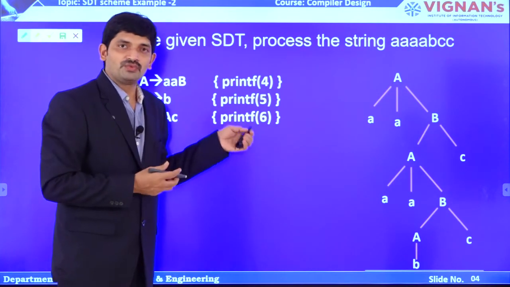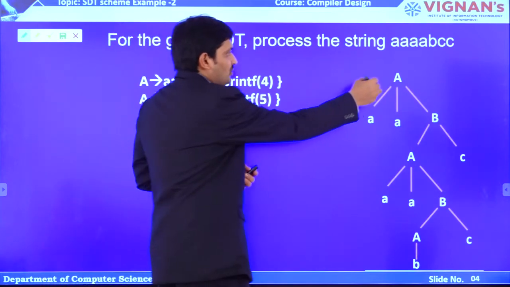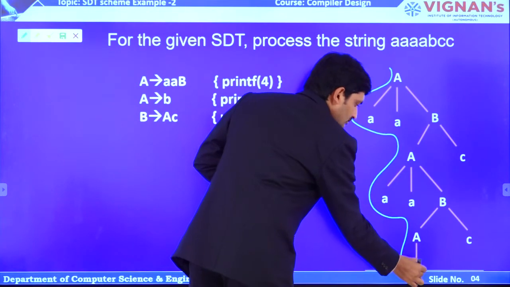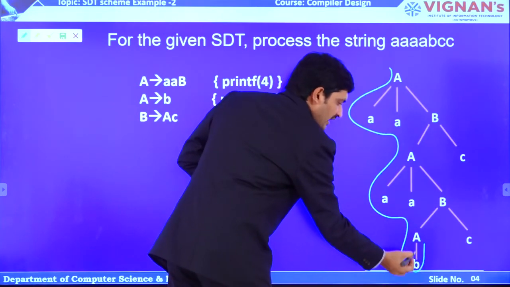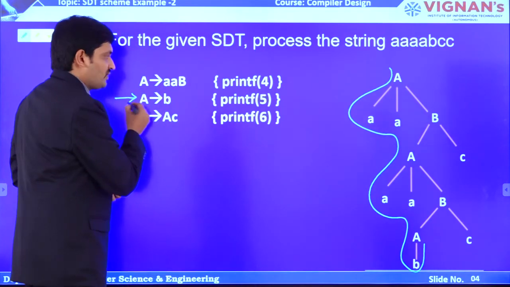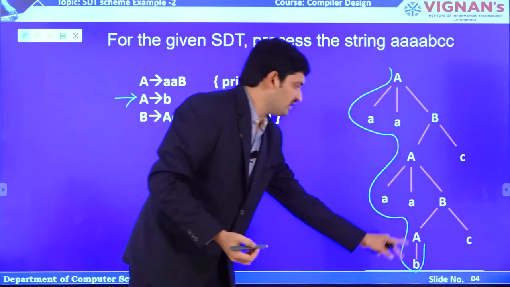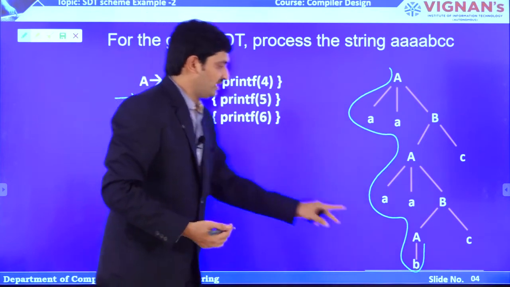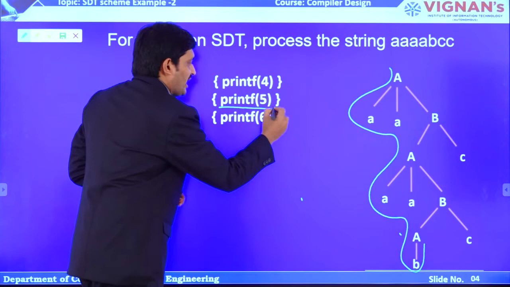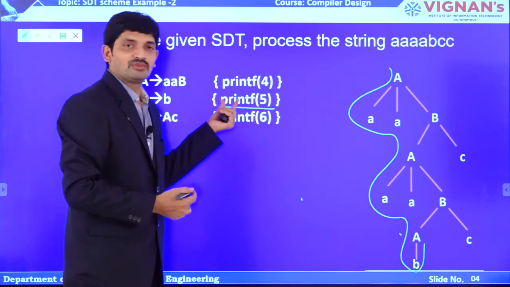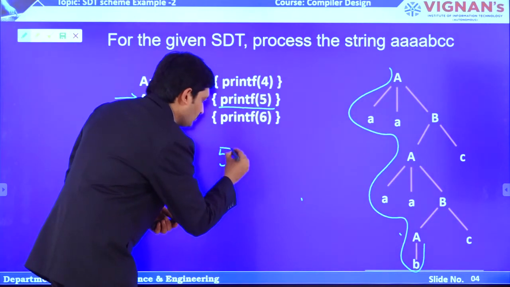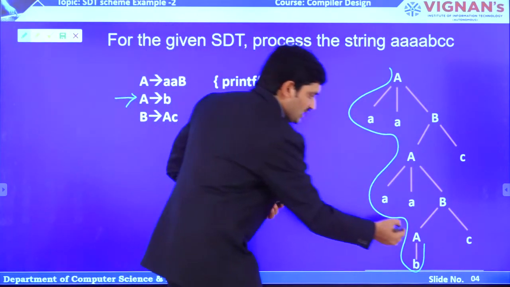So, now come to the evaluation. I started here. When A tends to B, that means come to the second production. If A is reduced to B, when B is assigned to A, what do I have to perform? We have to perform the action print 5. So, I printed the 5. Then come to the next one.